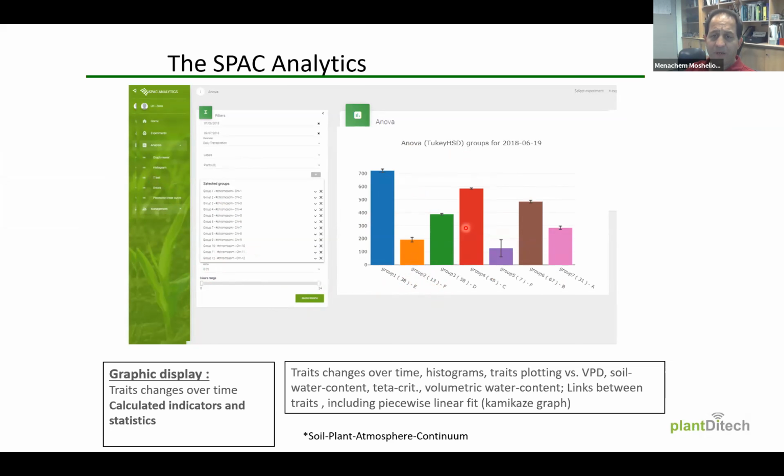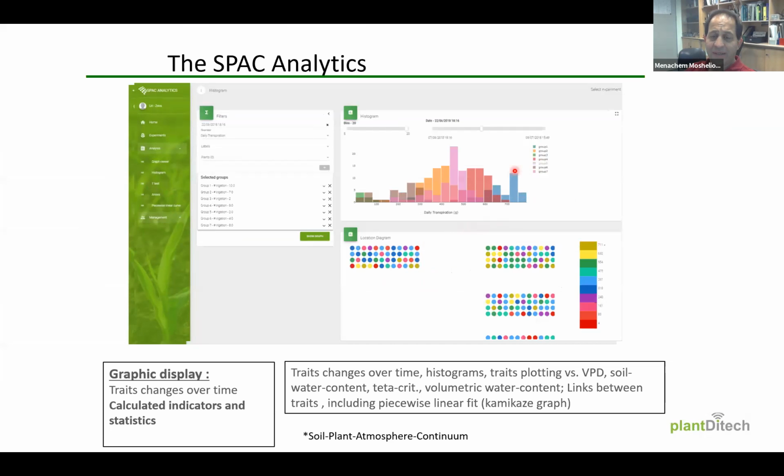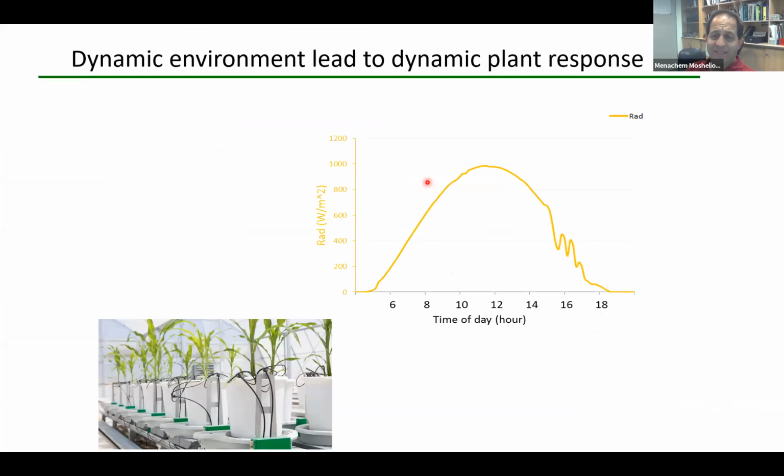This is a very important parameter because it helps us to see and select the data in really fast time, so we can actually push more experiments per period of growth. Let's see some data.